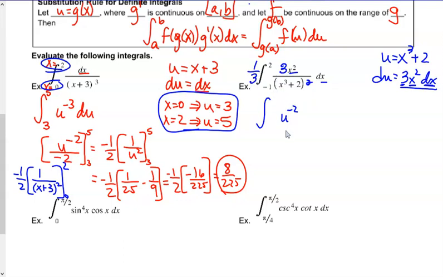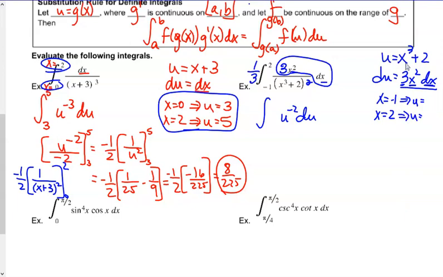It just changes the way things look. So now what I have right here is all of my du. So I finally end up having my u to the minus 2 du. Now let's go ahead and change our limits of integration. I have x equaling negative 1 and x equaling 2. So what does u equal here and here?